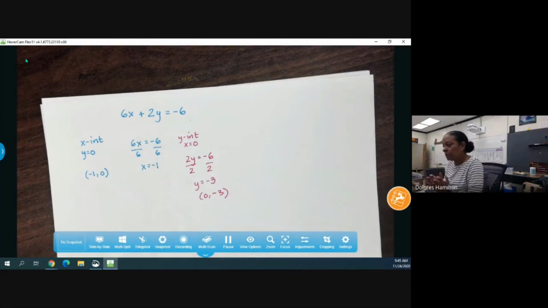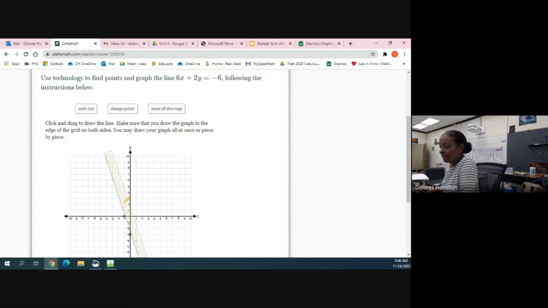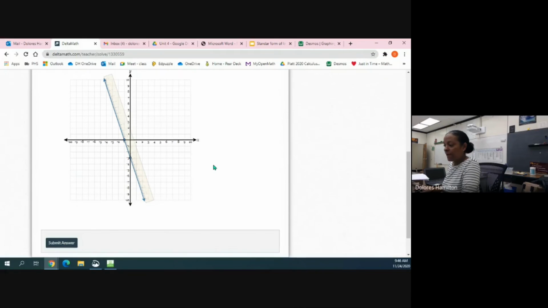So the next thing we're going to do is go back to Delta Math and plot the points -1, 0, and 0, -3. So the first thing we'll do is plot -1, 0. The next point is 0, -3. So I plot that. I'm finished. Then I've got my line, and that should be our line.